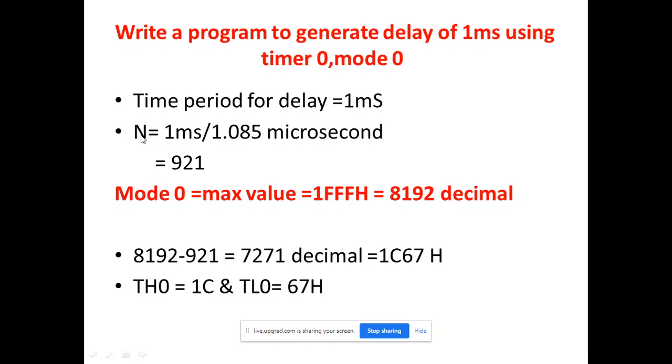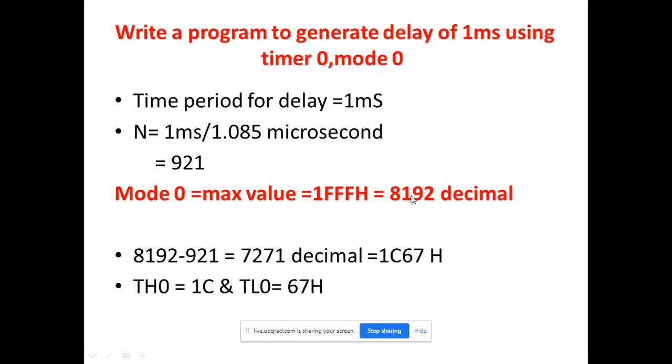Now this n value you subtract from the maximum value, but you are interested in mode number 0. Mode number 0 is the 13-bit mode, and that's why the maximum value for it is 1FFFH. It is not mode number 1, its value is not 4 times F. It is mode 0, meaning 13-bit timer mode, and that's why its maximum value is 1FFFH. Okay, 1FFFH converted into decimal is 8192. This is the maximum value.